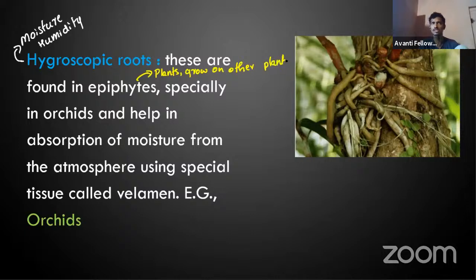This looks similar to a parasite, right? But remember, this is different from a parasite. How is it different? These plants grow on the other plant, but do not take nutrition from the host. We call it a host. Host means the one who is hosting. Like if one of your friends organizes a party, then he is the host.